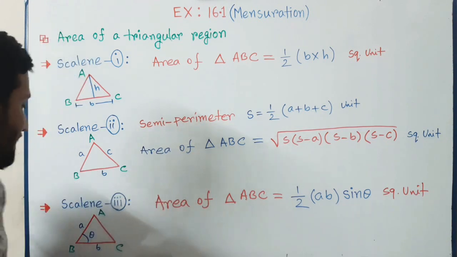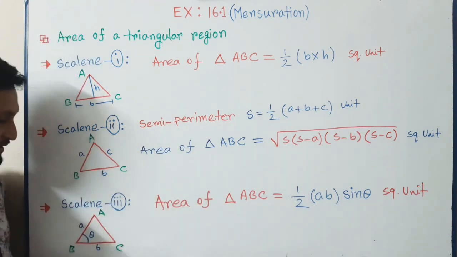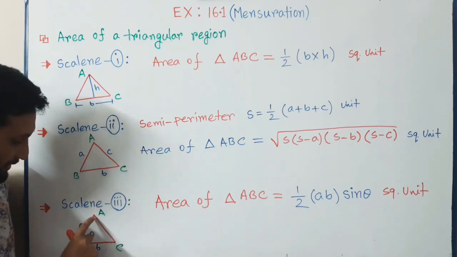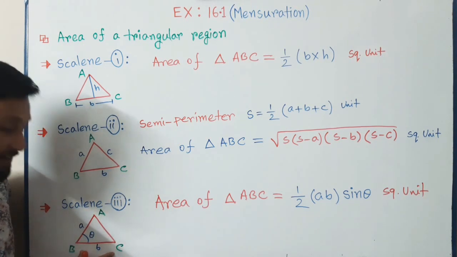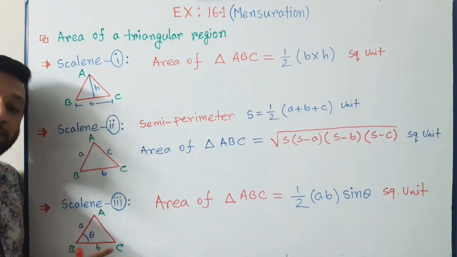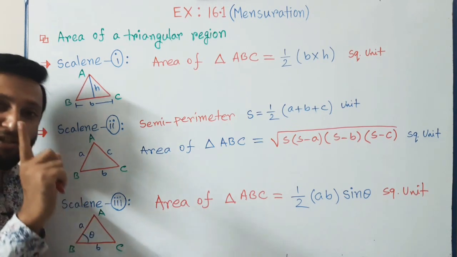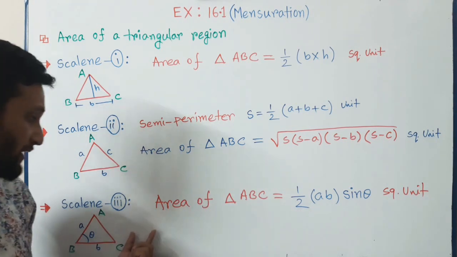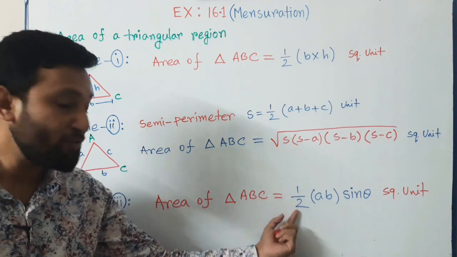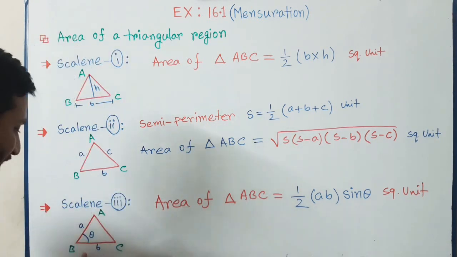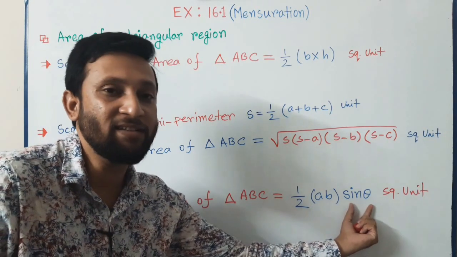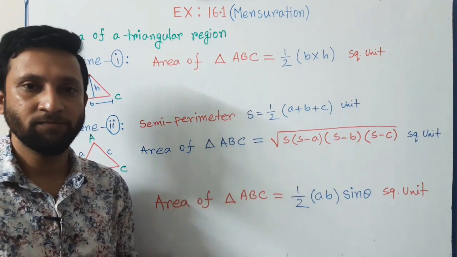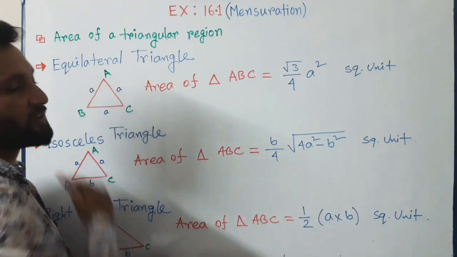Now scalene 3, that means the third type. Suppose ABC is a scalene triangle. If two adjacent sides, that means AB and BC, and the included angle are given, we can find the area of this scalene triangle, and the area of this triangle will be half into AB, that means the two adjacent side lengths A into B, and then into sin theta, and then square unit. I hope everybody is clear.